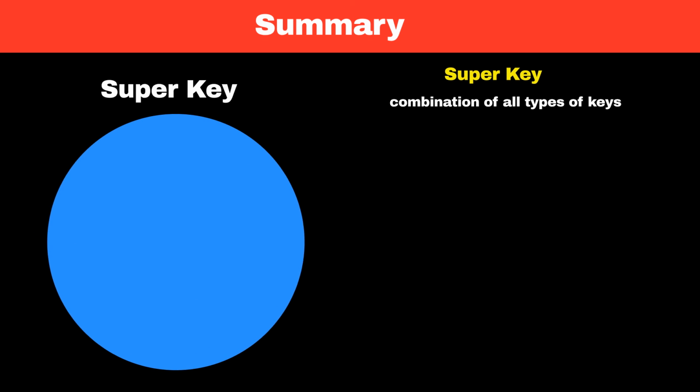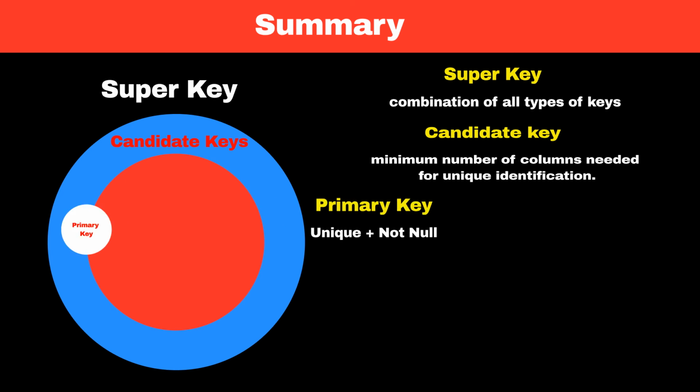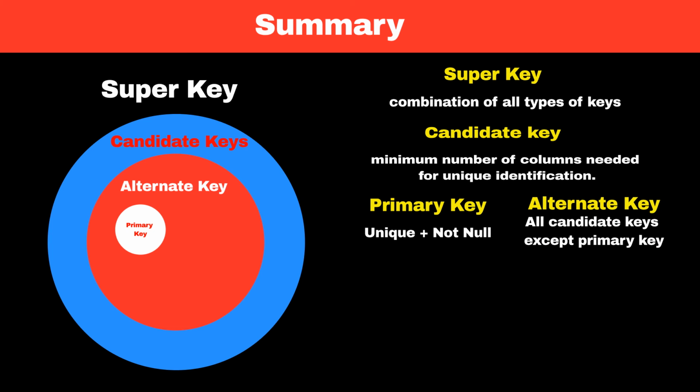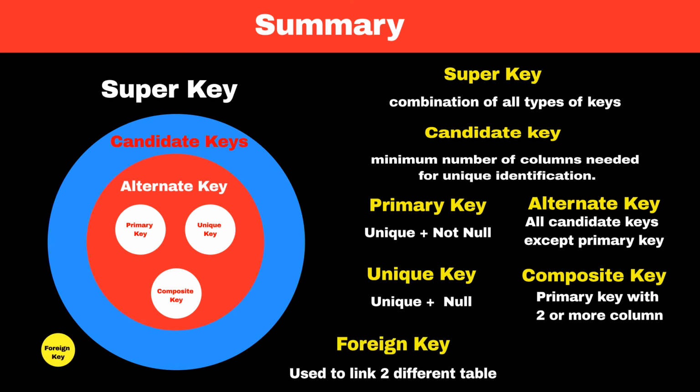So to summarize the video, super key is a combination of all the types of keys or columns that can uniquely identify rows in a table. Candidate key is a subset of a super key with the minimum number of columns needed to uniquely identify the row. Out of all the candidate keys, one key is selected as the primary key which is unique and cannot be null, and all other keys are called alternate keys. Unique key is similar to primary key but can have null values, and composite key is a set of two or more columns that can uniquely identify the row, and last is foreign key which links one table to another table.